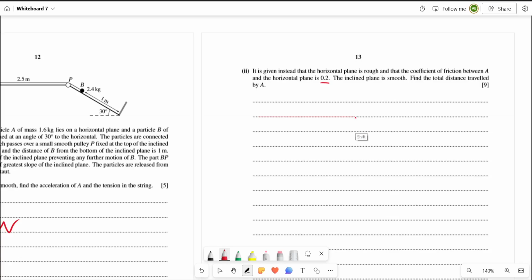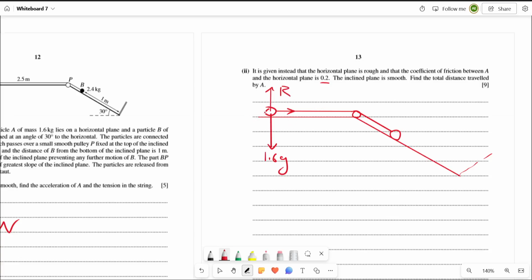So we have this part and we have that part. This is the barrier over here. We have A over here, we have the pulley, and we have B over here. There is a string connecting the particles. A has a mass of 1.6, a weight of 1.6 g. We're going to have a reaction force. We're going to have tension to the right.